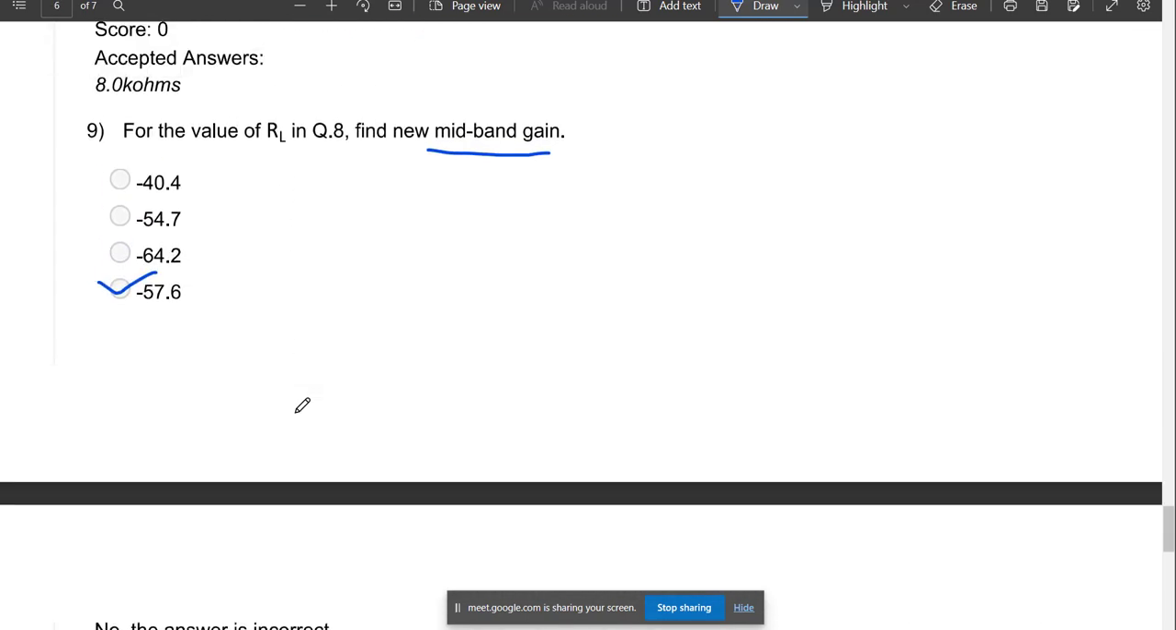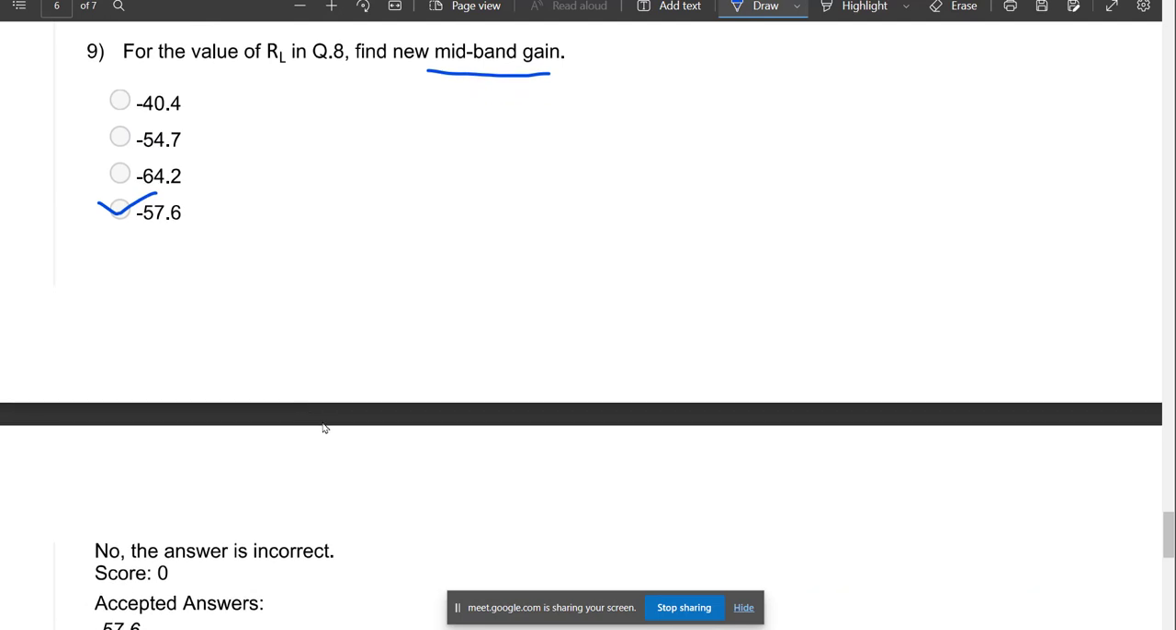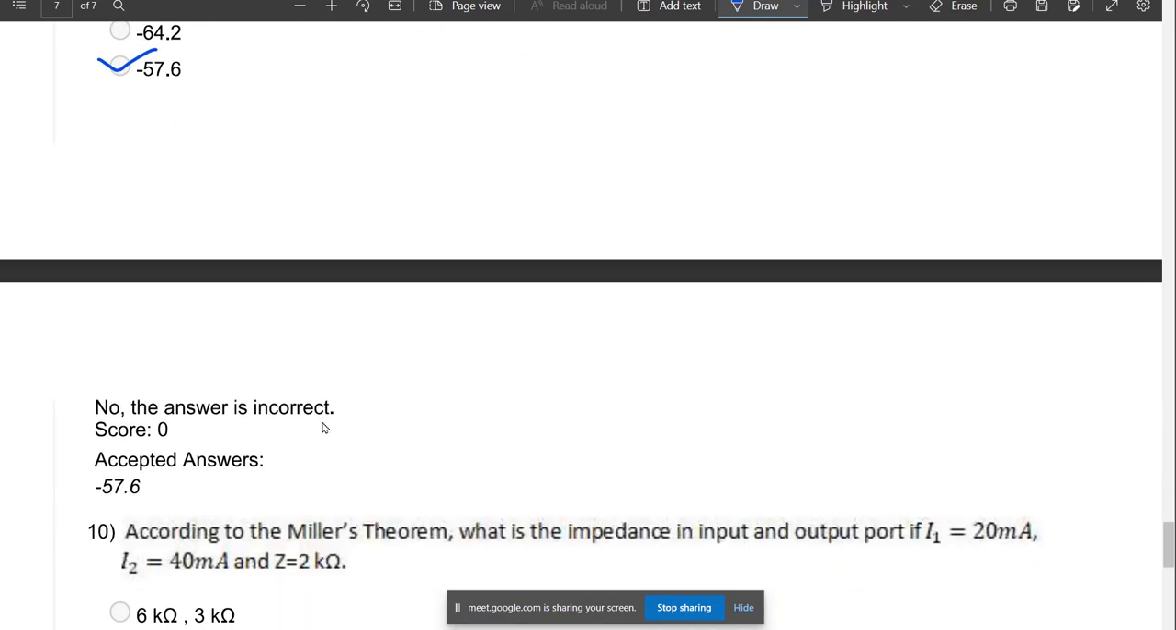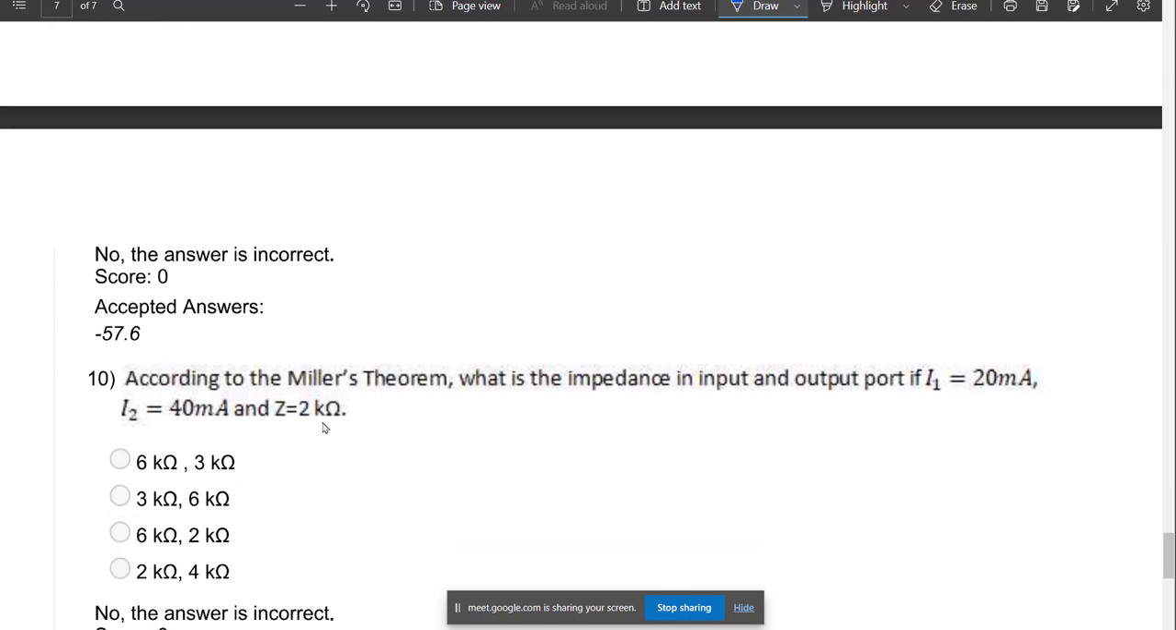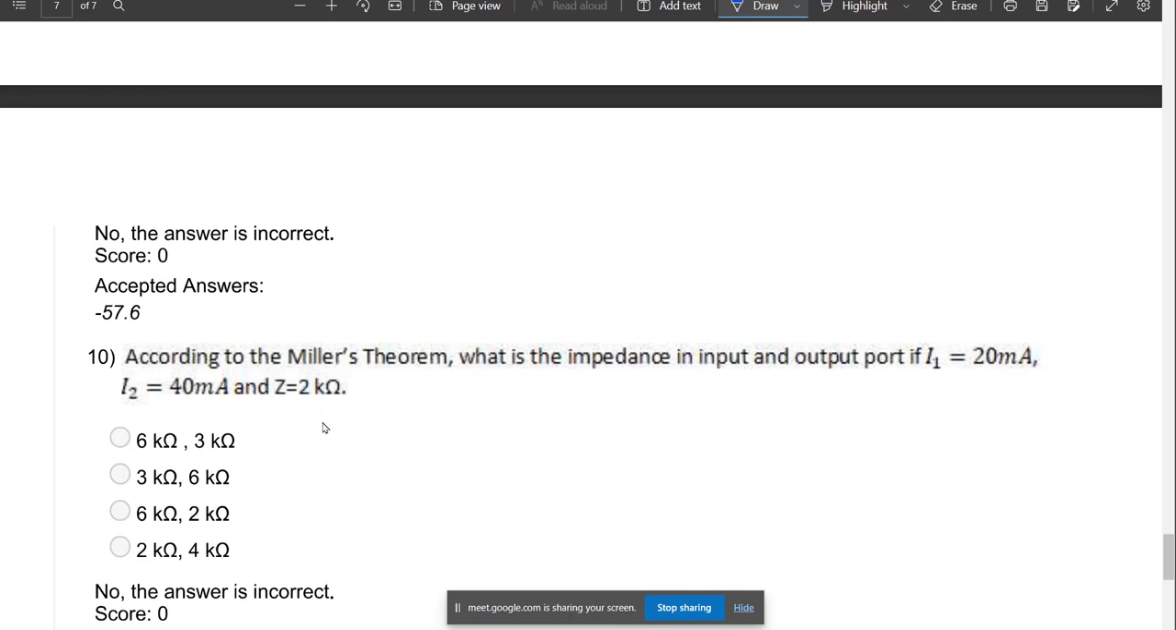Any doubt here? Any doubt? Okay, no doubt. So let's go ahead.